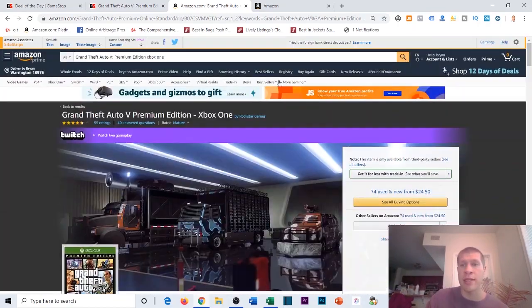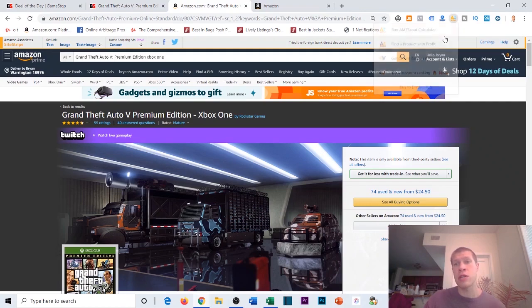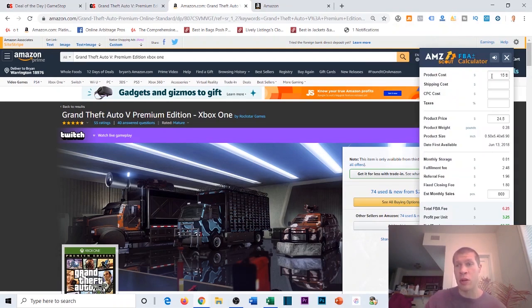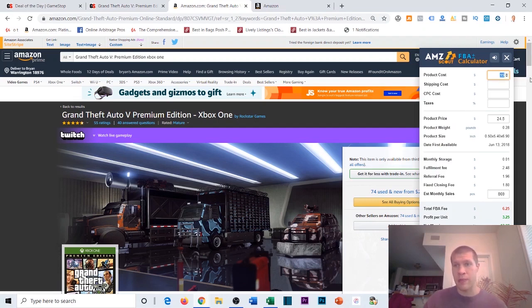So right off the bat, what is this selling for? Is it profitable? $24.50 if I match the buy box, right? And I can get it for 13 bucks. So let's use our AMZ Scout calculator. And look, I already put the numbers in right here. 13 bucks, so this should be 14. And this should be $1 for shipping. And boom, if I'm spending $14, right, and it's going to cost me $1 to ship it in, I'm going to end up making $3.25 per unit. So that is a decent ROI.